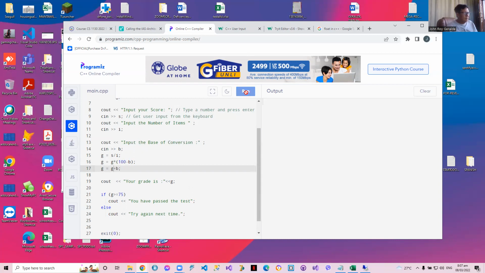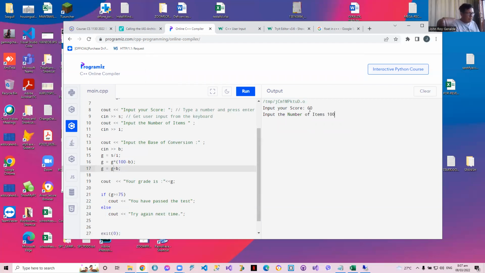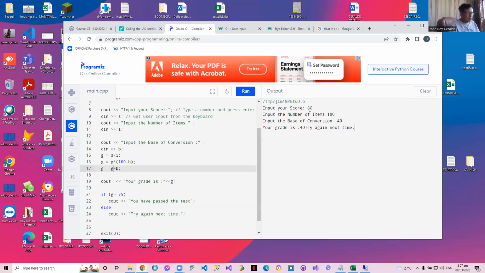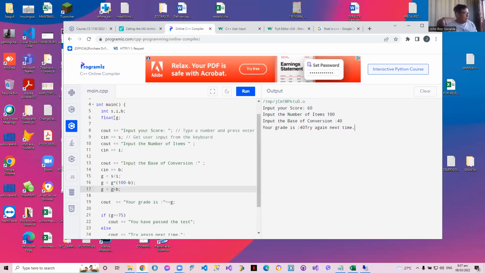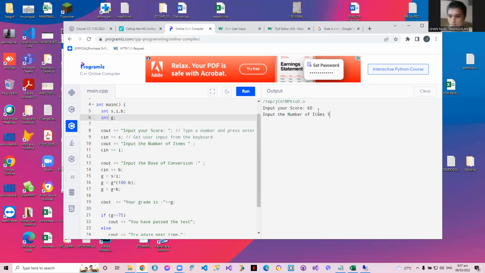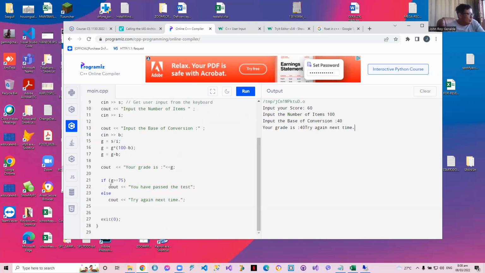Okay. 100. It's still the same, no? I'm not sure why it's like that. We'll change this to a float. Okay, the base of conversion is 40. So there's really something wrong with the computation here. Anyway, this is what we are trying to do, no?